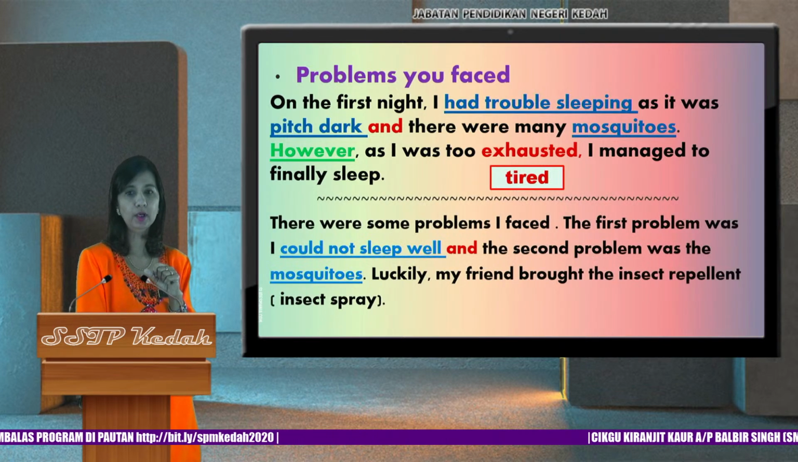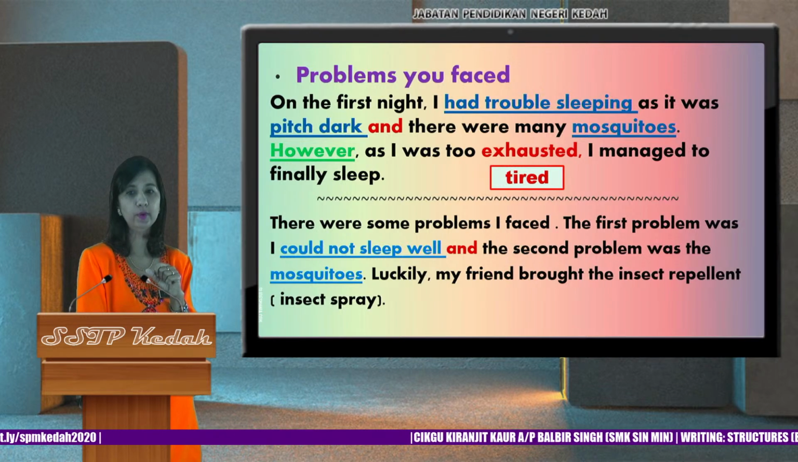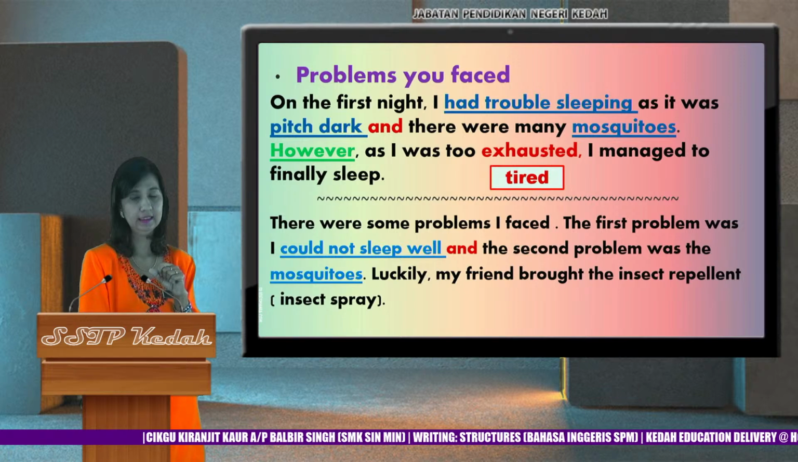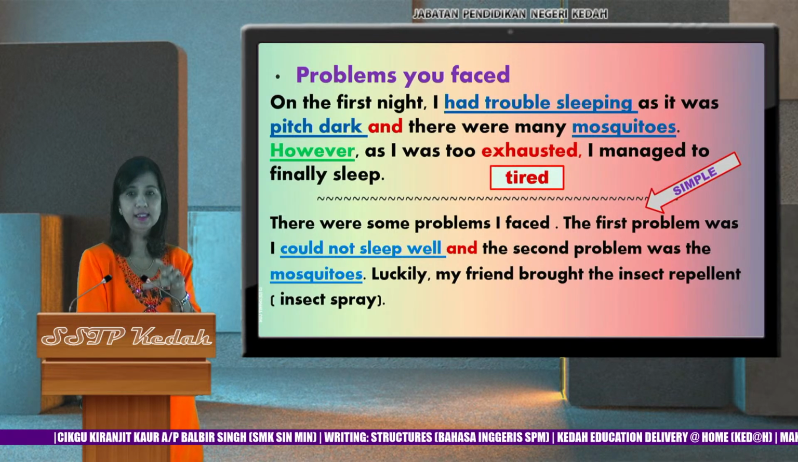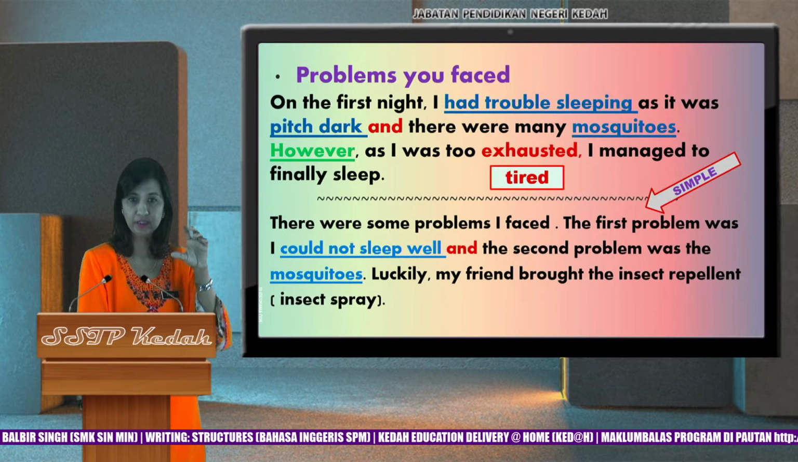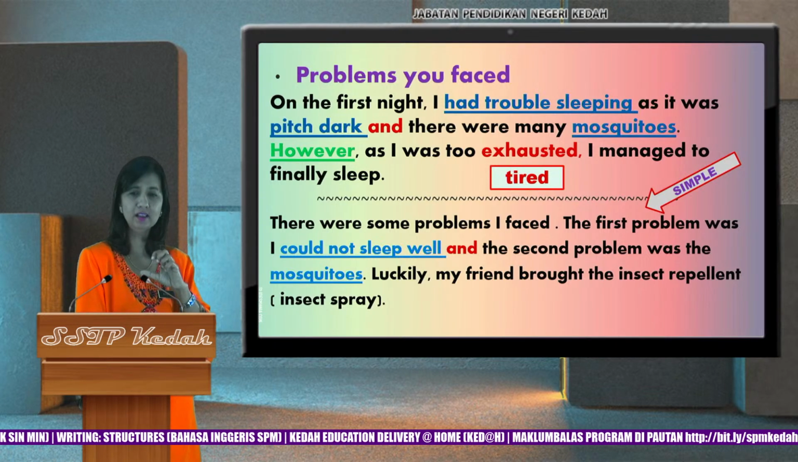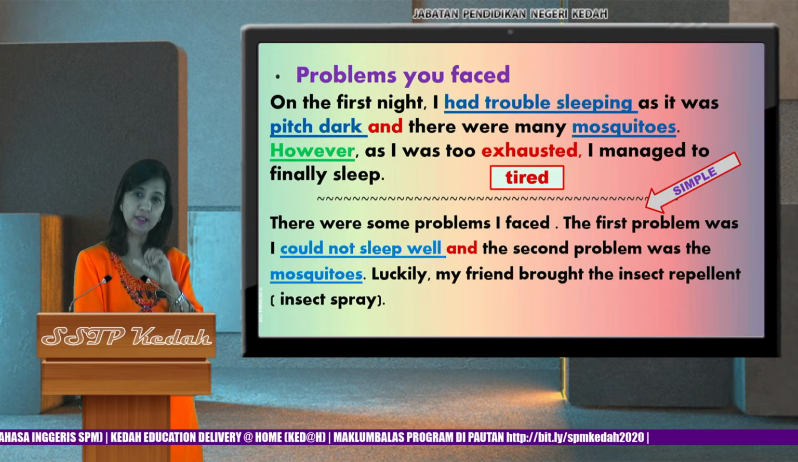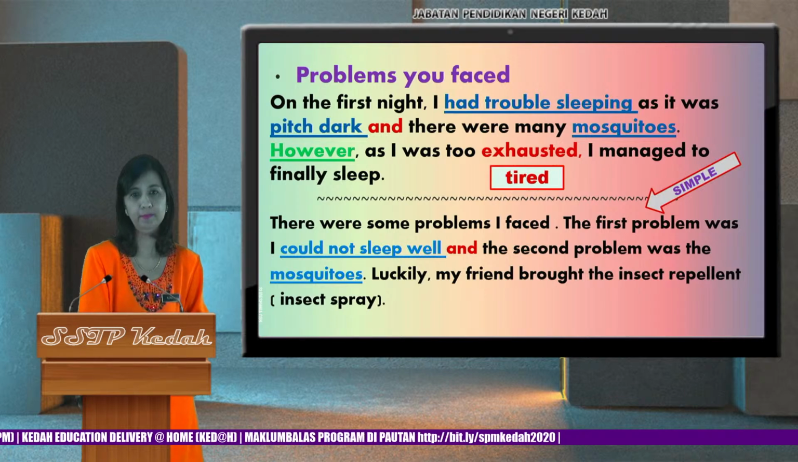Okay, there were some problems I faced. The first problem was I could not sleep well, and the second problem was mosquitoes. Luckily, my friend brought the insect repellent or the insect spray. So this is a simpler way to write. For good students, maybe you can choose to write the first part. For the ones who are not so confident in writing English structures, maybe you can choose the second part. They mean the same. Okay?